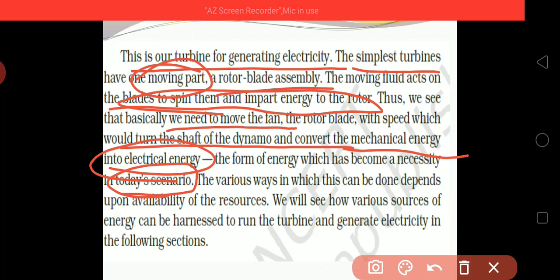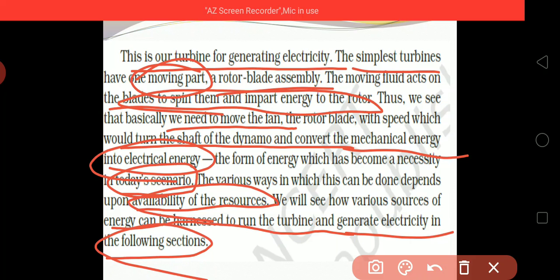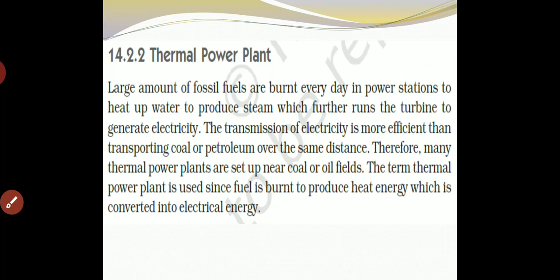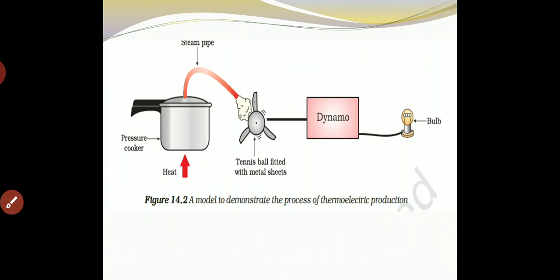The various ways in which this can be done depend upon the availability of resources. So we will see how various sources of energy can be harnessed to run the turbine and generate electricity in the following section. As you can see in this model, mechanical energy will be converted to electrical energy.